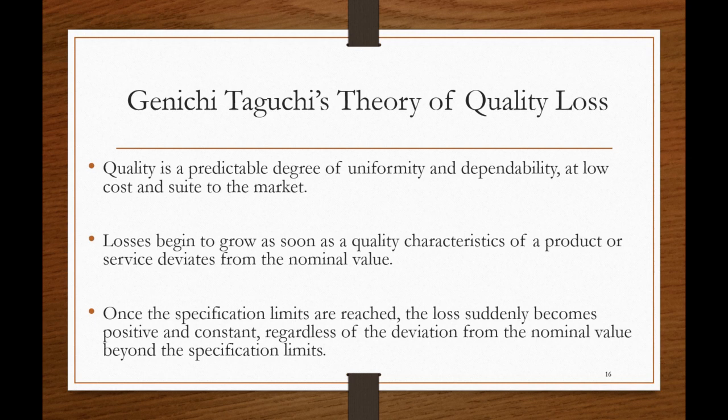The costs include the cost of scrap, rework, inspection, returns, warranty service calls, and replacement systems and subsystems. The loss function concept extends to the cost of failure incurred by the customer, which is difficult to quantify in most cases. So the losses begin to grow as soon as the quality characteristics of a product or service deviate from its nominal value. Once the specification limit is reached, the loss suddenly becomes positive and constant, regardless of the deviation from the nominal value beyond the specification limit.